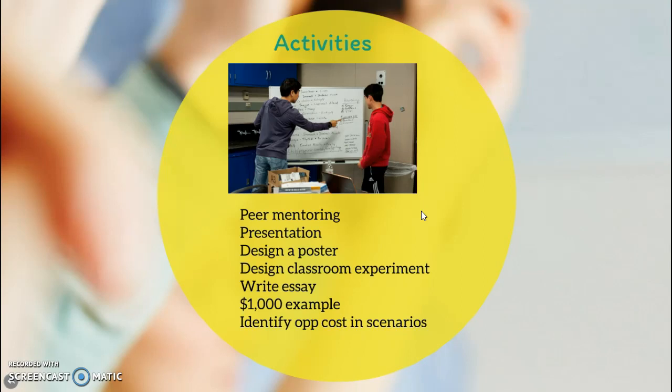So for that sub-skill, explain the causal relationship between scarcity and the need for choices, this is where you could have peer mentoring. So after you've gone through the concepts and the ideas together, you could have some of your students peer mentor other students, maybe stronger students with weaker students, if you think some of the students are struggling slightly. Another thing that they could do that shows that they're able to explain this is they could give a presentation to the rest of the class.